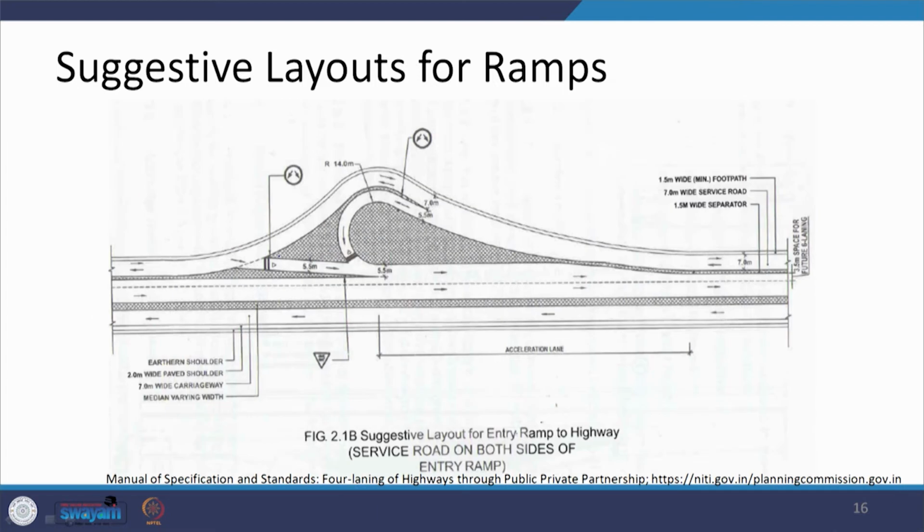Now, this is another case where again you have a service road on this side, at the same time there is a service road on the other side too, and this merging action is going on here.